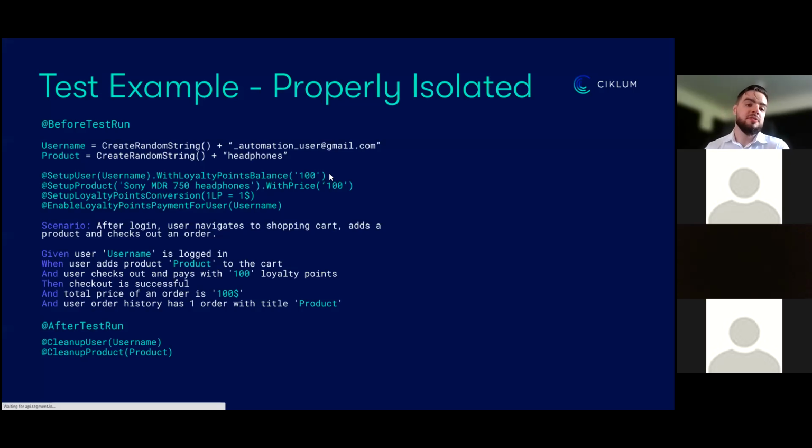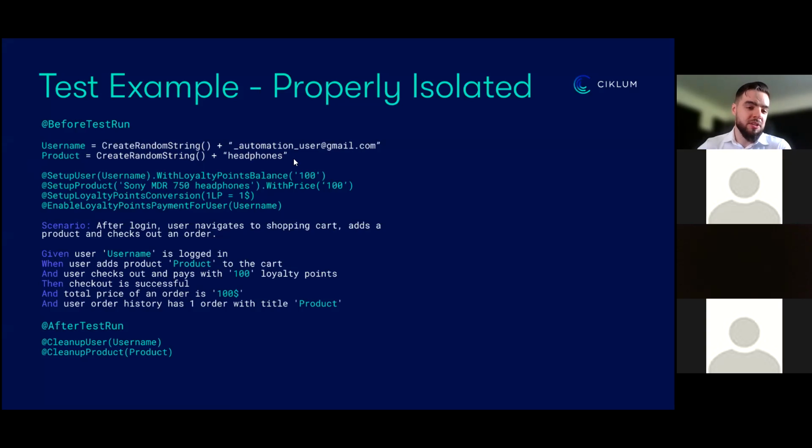So let's go back to this same test and see how it would look with proper test isolation. First of all, before the test, we would create a username. We can take it from the pool of automation users, or create one using a random string. It doesn't matter, but we create a specific user for automation, which will not be used by any other test and by any other person.